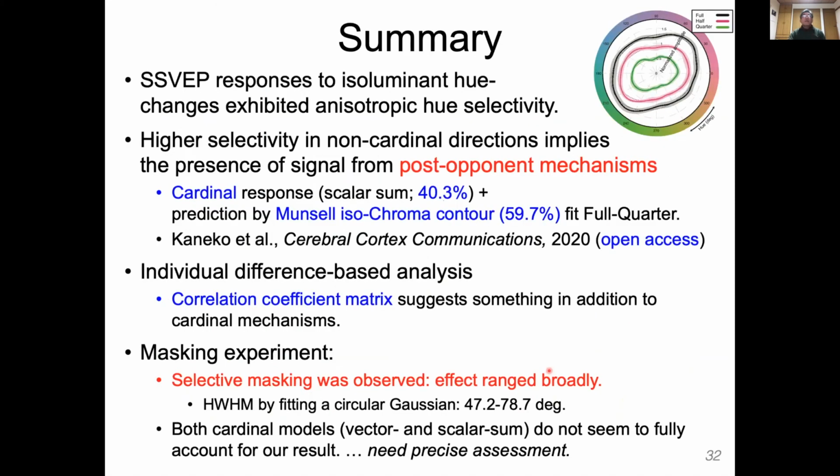In summary, we recorded the SSVEP response to isoluminant hues and found an elongated profile, which was nicely fit by the Munsell isochromatic contour in combination with the cardinal response, as shown in detail in this paper. Individual differences were analyzed, finding some new system probably, and the masking experiment is underway. I would like to note that this second part will be reported at VSS, hopefully, if accepted.